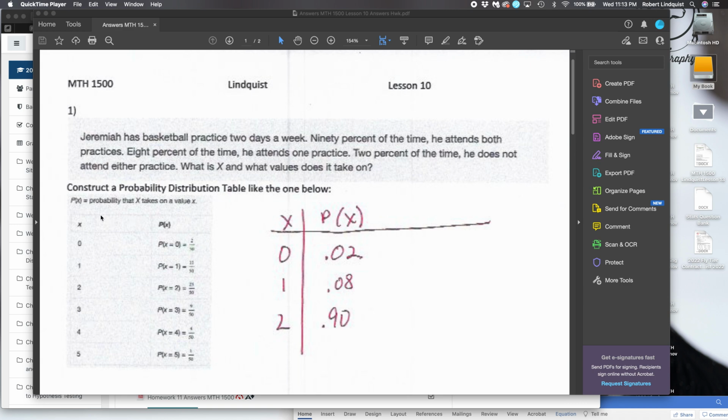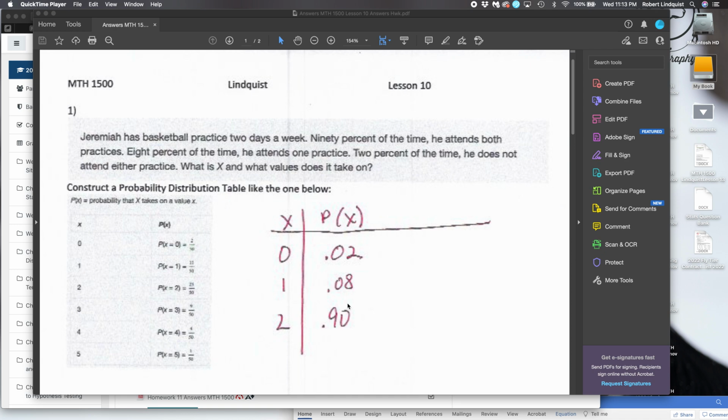So basically we want to put in X, which is going to be how many times he attends practice in a week. And here's my answer in red, and that's 0, 1, or 2. And then what the probability of each of those days is. So it says 2% of the time he doesn't attend practice. So that would be 0.02. And then it says 8% of the time he attends one practice. So that would be 0.08. And then 90% of the time he attends both practices.